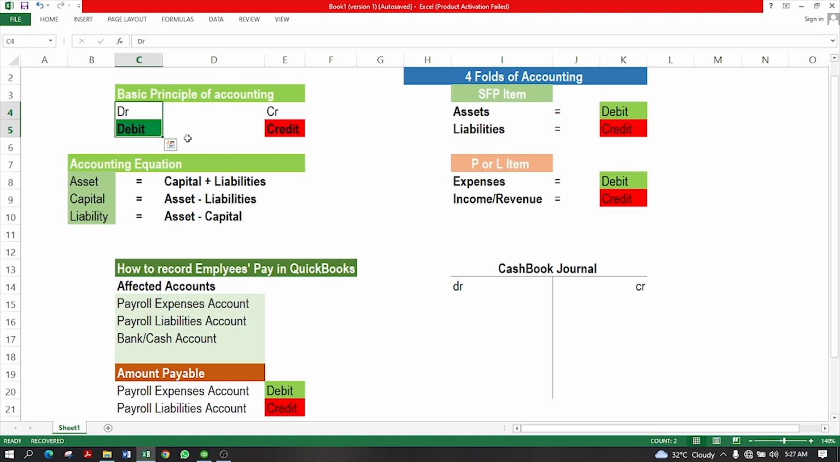That is why the four poles of accounting state that we have the assets, the liabilities, the expenses, and the income or revenue. These are the four poles of accounting. Any transaction you are recording in your business is either going to be an income to your business, or an expense, or a liability, or an asset to your business. Either way, you must know how to record these transactions in QuickBooks. Like I said, the accounting equations guide us to know which one is an asset, which one is a liability, and which one is a capital, using these formulas.